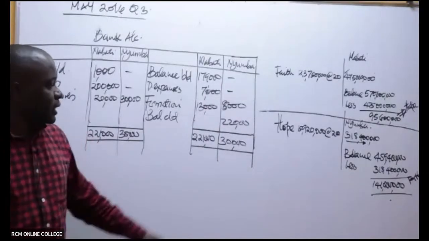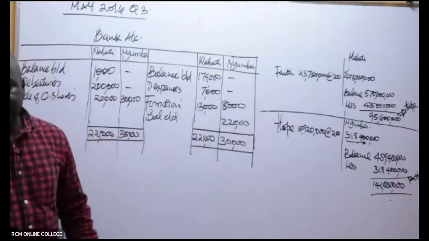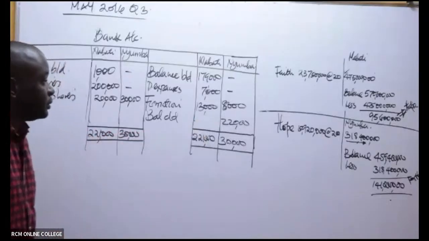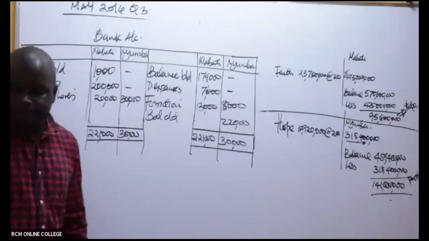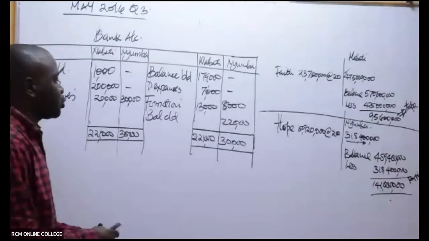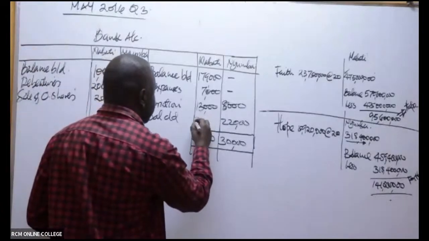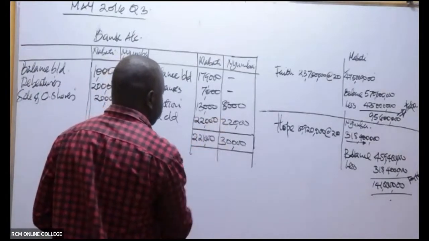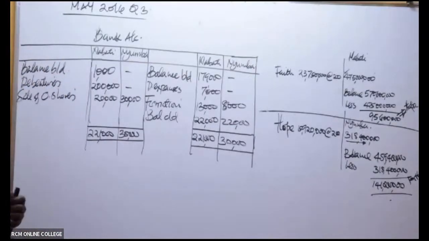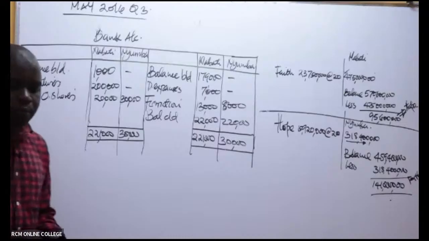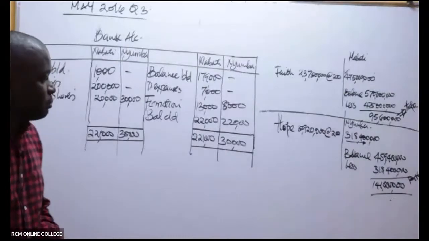So what are you having to get as the difference here? 22 million. So exactly 22 million. And of course, that is our complete bank account.